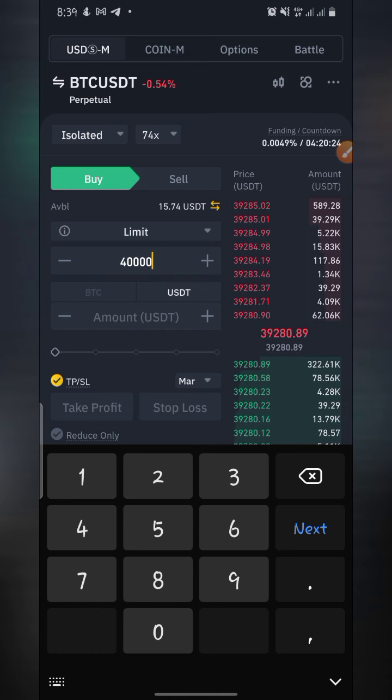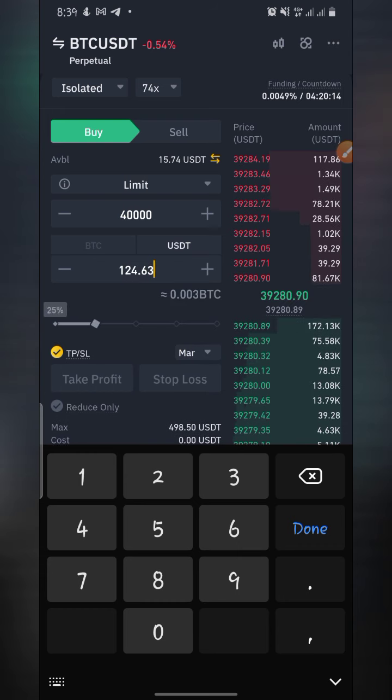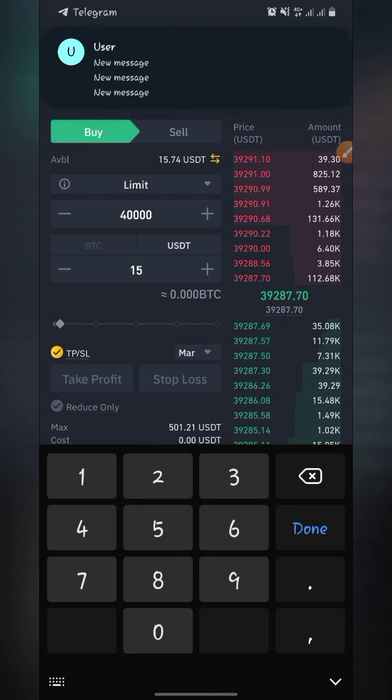You understand? Now here you put the amount that you want to buy in the market. Let's say for example I have 50 USDT. I just have to write 15 USDT right here. I'll type 15 USDT. You understand?